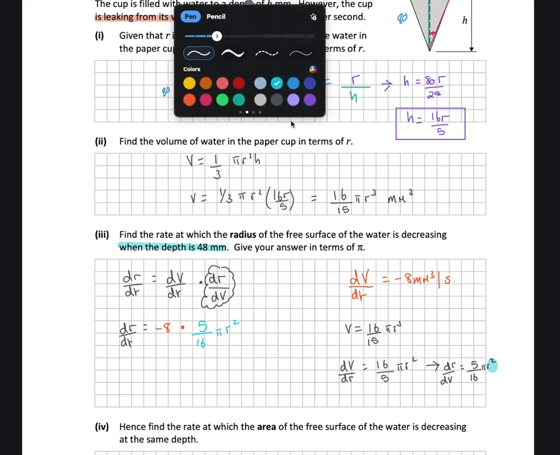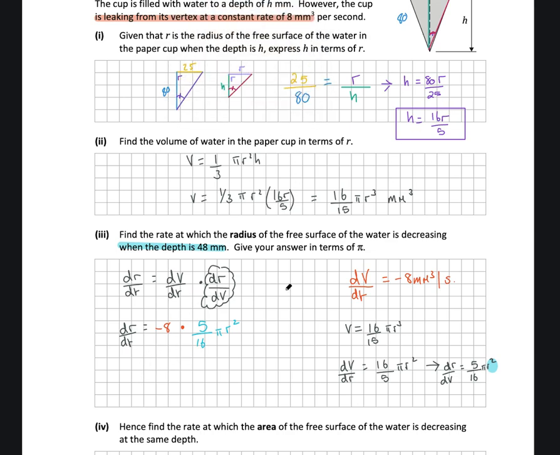Now I need to figure out what r is, so I'm going to do that. I'm going to say that 48 is equal to 16r over 5. Do your algebra magic on that, and you're going to get that r is equal to, let me see what I wrote down earlier, 15 millimeters. So now that you know that, you're going to chuck that right back in up there, and you're going to get a value for dr/dt. So dr/dt is equal to minus 8 multiplied by 5 all over 16 by pi by 15 squared.